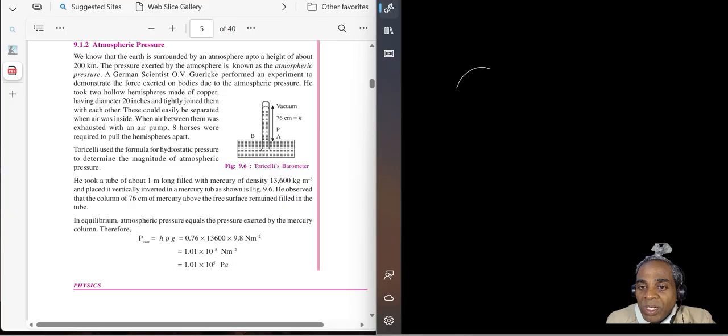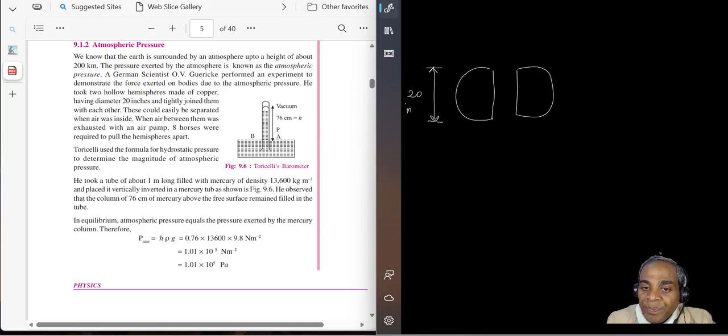So he took two hemispheres made of copper. The diameter of each of the hemispheres he took was 20 inches, and these were hollow hemispheres. So it was made of copper, but this hemisphere was hollow inside. Similarly, this hemisphere. Now he tried to join them. So he joined them like this. And because they are hollow, inside there will be air, outside definitely you have air.